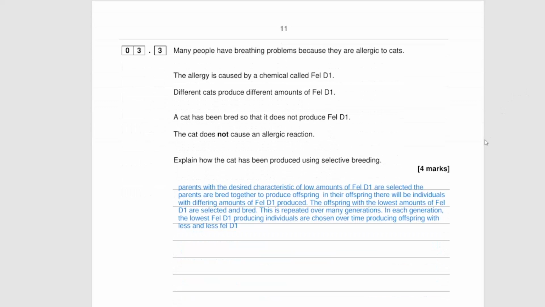Parents with the desired characteristics of low amounts of FeLD1 are selected. The parents are bred together to produce offspring. In that offspring, there will be individuals with different amounts of FeLD1 produced. The offspring with the lowest amounts of FeLD1 are selected and bred. This is repeated over many generations. In each generation, the lowest FeLD1 producing individuals are chosen, over time producing offspring with less and less FeLD1 until you reach a cat, like in the question, that does not produce FeLD1.